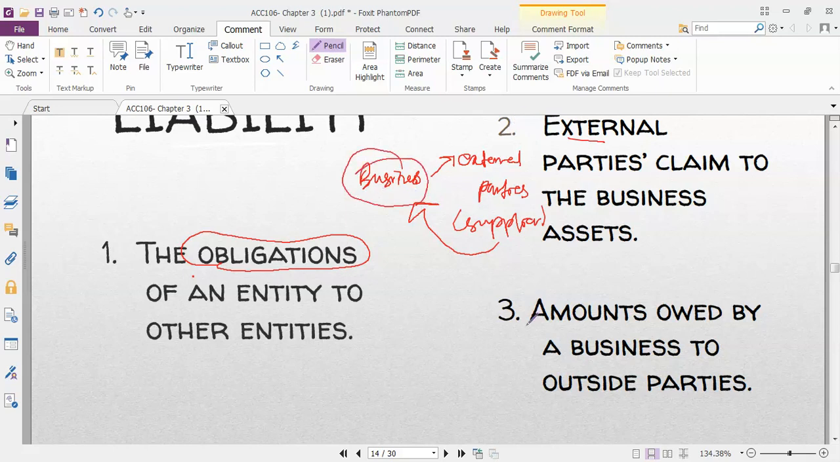Okay? The third one is amount owed by a business to outside parties. Samalah. Amount owed. Owed tu pinjam. So, pinjam itu adalah liability syarikat. Bila business ada buat hutang, owed, so that we call it as liability. Okay, can you explain liability? Is that clear to you? Alright, very good.